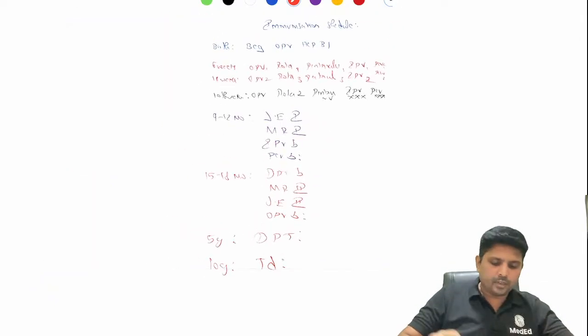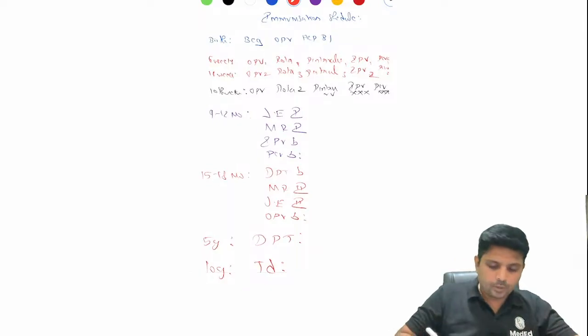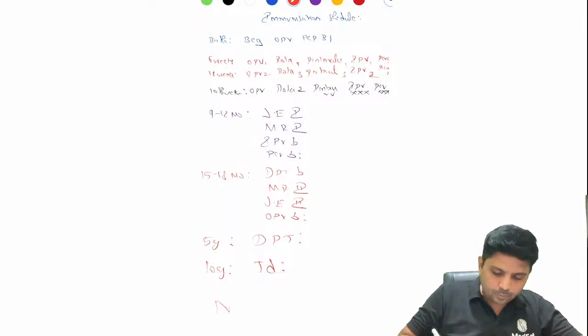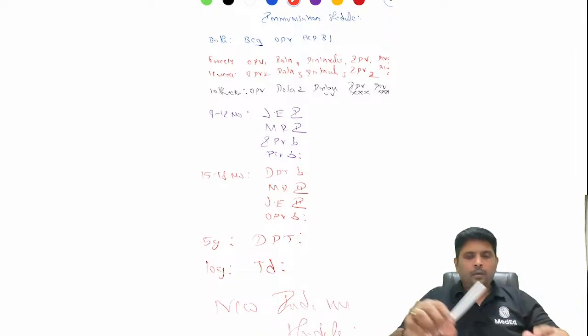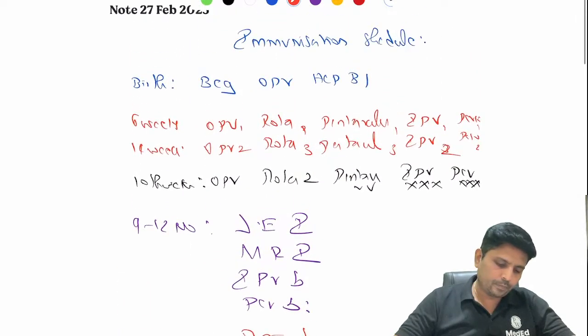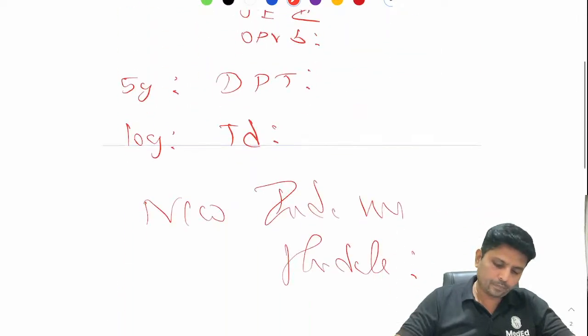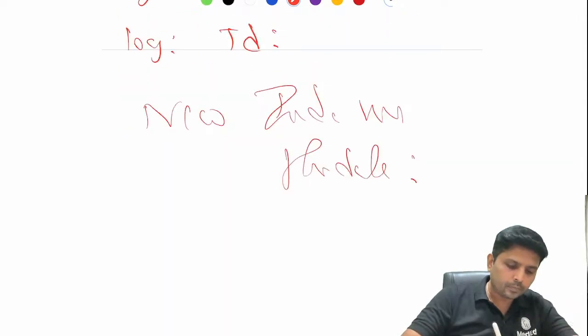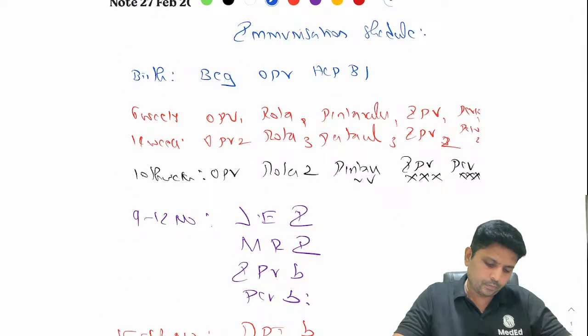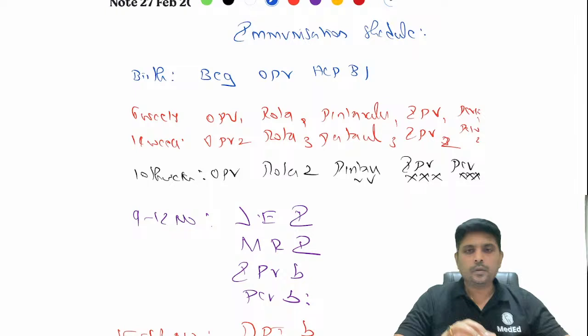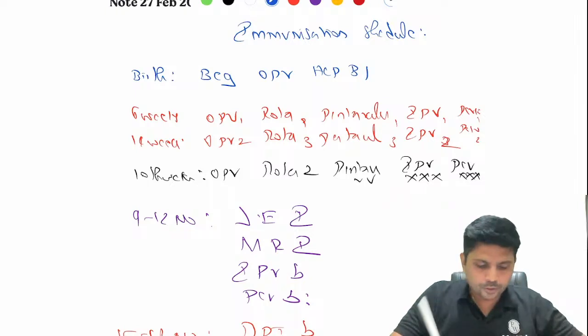So this is the vaccination schedule, the new Indian immunization schedule. Okay, new immunization schedule over.